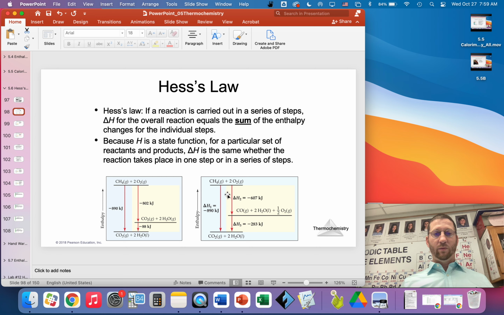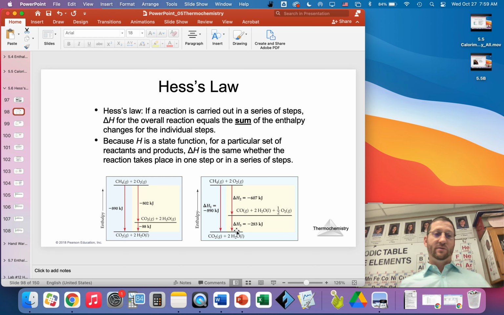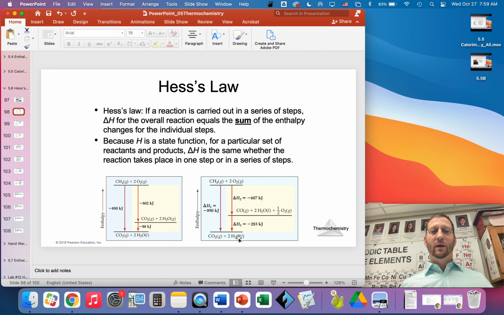Either way, we're going to get the same delta H value. Same thing over here. We could do it in one step, or we could do it in two different steps, two different pathways. There's actually, I think, 3 different pathways up here. One step versus this little combined step versus this different combined step. The pathways are different, but because delta H is a state function, we end up getting the same answer, negative 890 kilojoules.